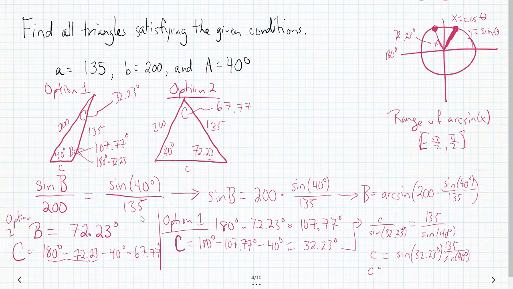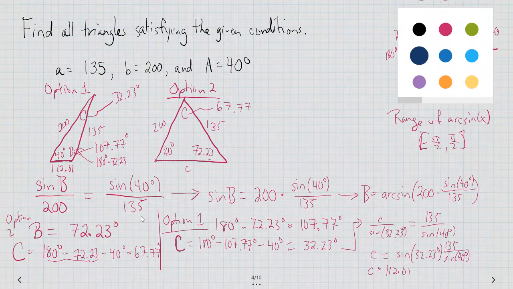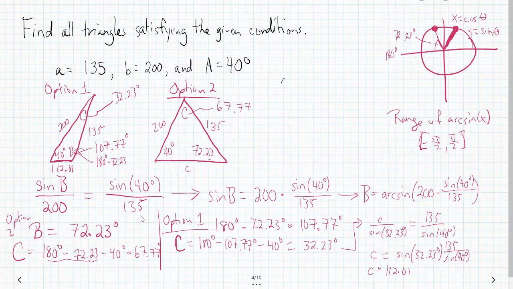So C equals 112.01. And so that means that this side right here, where we have the obtuse angle, is 112.01. And so now we have all the values in that case. And then for option, let me put it in blue here, for option 2, we can do the same thing.